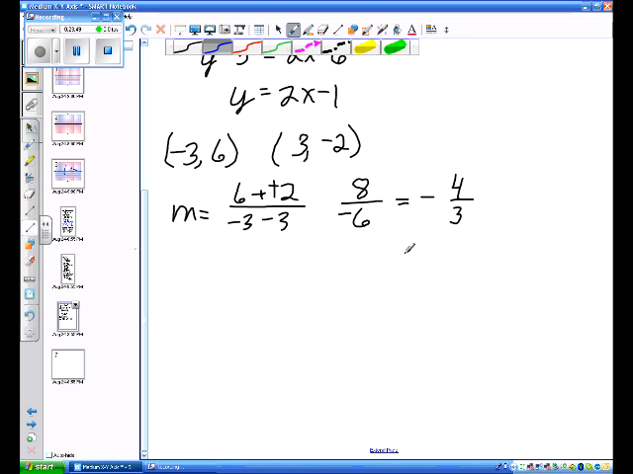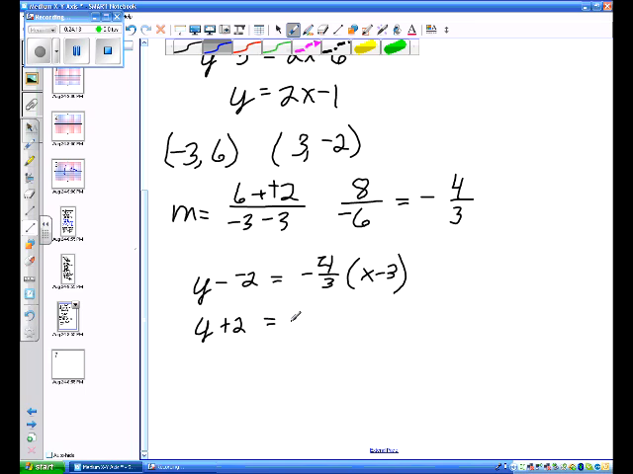Now, we've got a slope. We have a point. It doesn't matter which point we pick. I'm just going to pick this one. So we would have y minus the given y is equal to the slope times x minus the given x. So this would give us y plus 2.